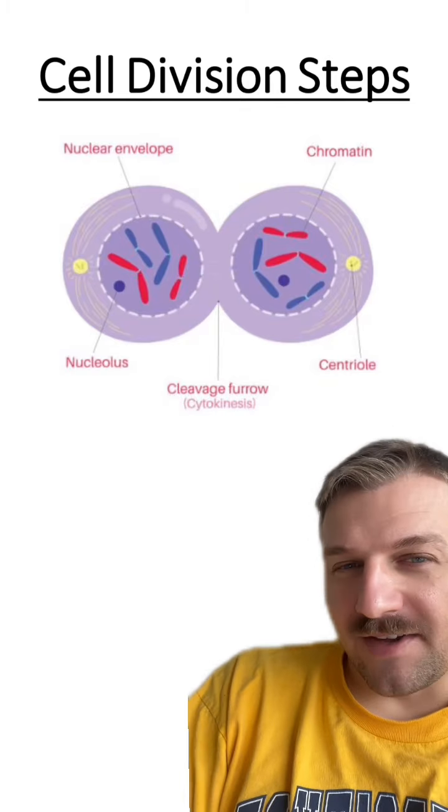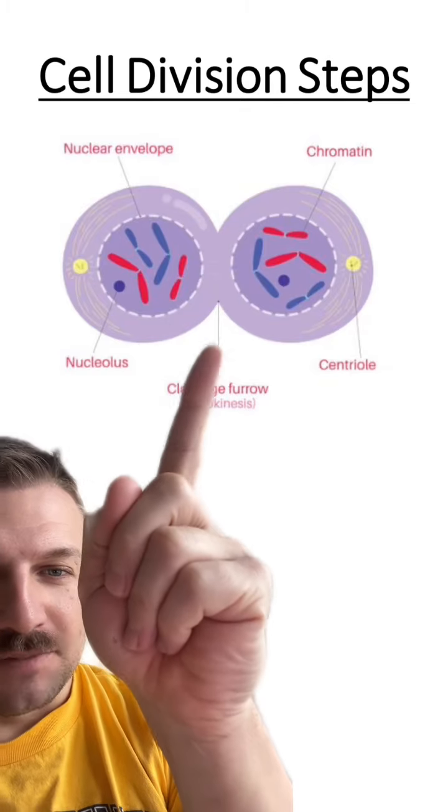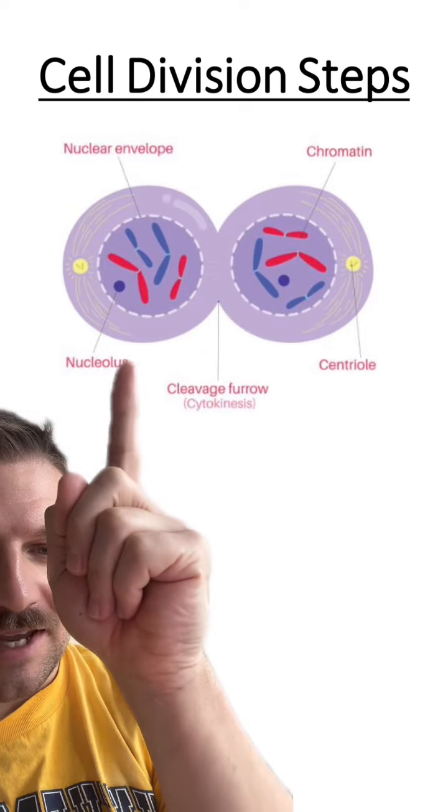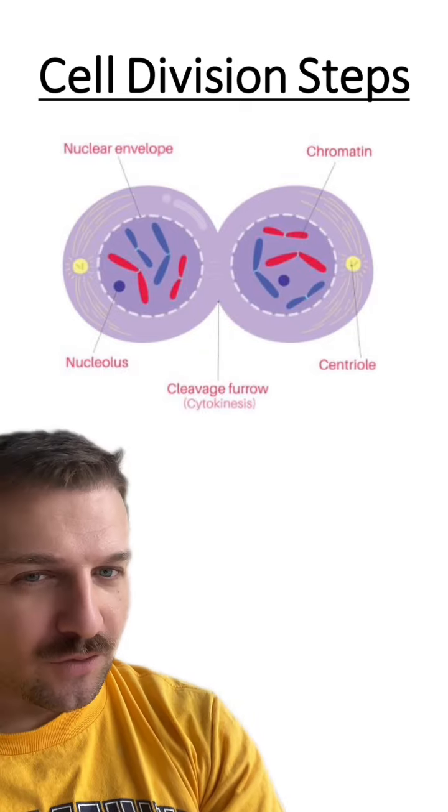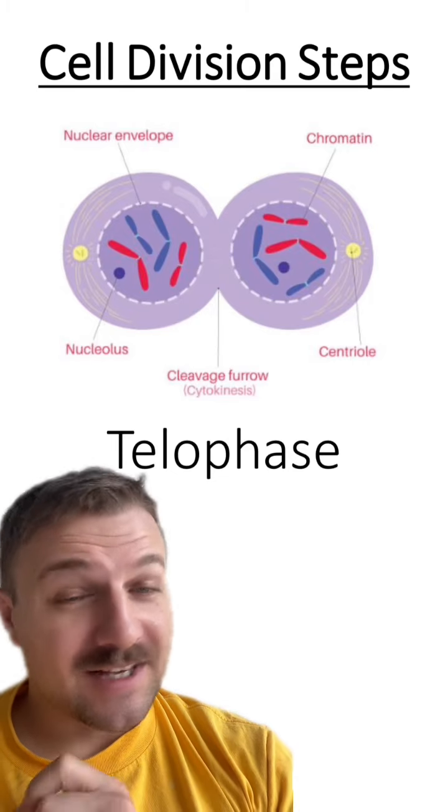All right, here's our next phase you have to identify. You can see the chromosomes have migrated to opposite ends of the cell and the nucleus is starting to reform. So this phase is known as telophase.